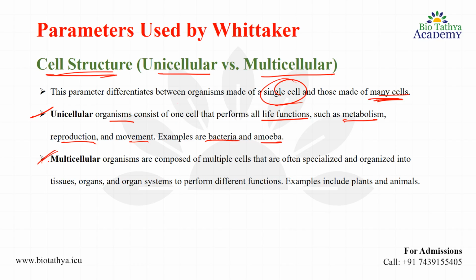And for example, if we talk about the multicellular organisms, they are composed of multiple cells that are often specialized and organized into tissues, organs, and organ systems to perform different functions. Examples include plants and animals. Okay, so this one goes with the second one, the cell structure.